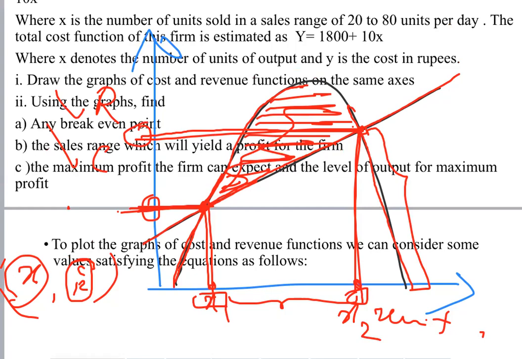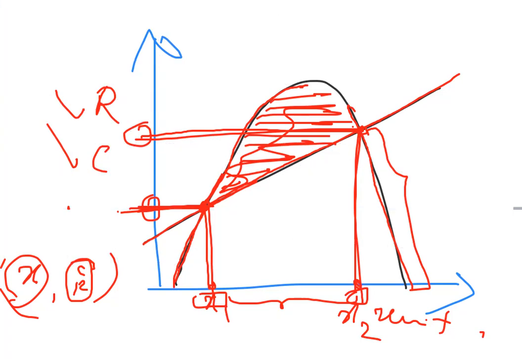The maximum profit the firm can expect, and the level of output for maximum profit. So it is asking what is the maximum profit that the firm can earn, and also what is the level of output for that profit. Two questions are being asked. The first one is what is the maximum profit, right?